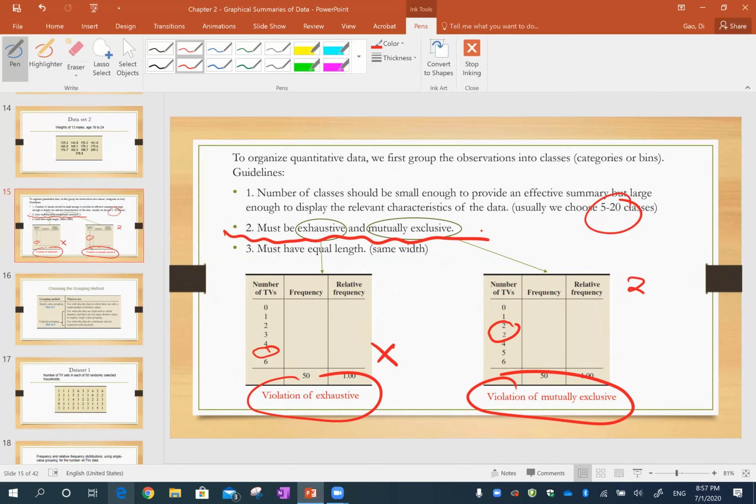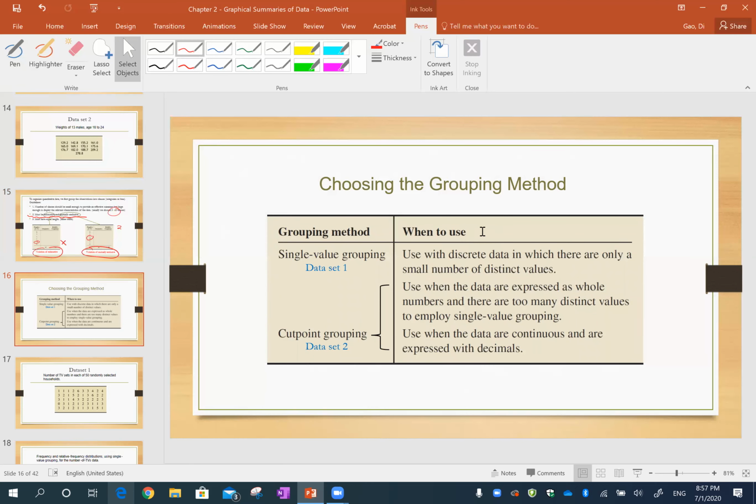So number one, the number of classes should be small enough to provide an efficient summary, but large enough to display the relative characteristics of the data. Number two, classes must be exhaustive and mutually exclusive. Number three, they must have equal length. And after we discuss that, we can look at the grouping method.